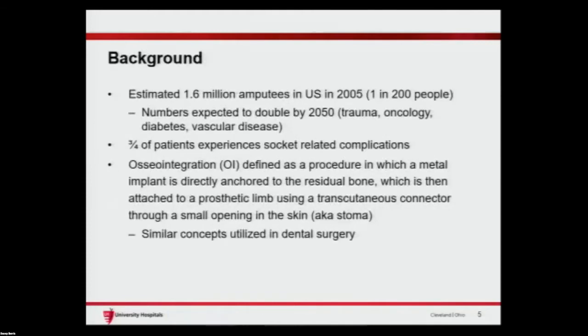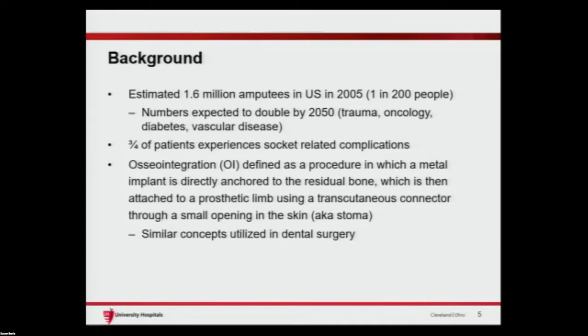So to give us a little bit of background, in 2005, at least, there was an estimated 1.6 million amputees in the US, or about 1 in 200 people. And that number was expected to double by 2050. Most of these are due to things that I treat, such as trauma or oncology, but there are a number of others who are due to other conditions such as diabetes or peripheral vascular disease. And about 3/4 of these patients can be expected to have some sort of prosthetic or socket-related complication, most commonly ulcerations, excessive perspiration, refitting, or need for new implants, or socket size changes.